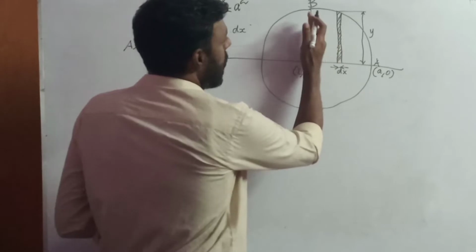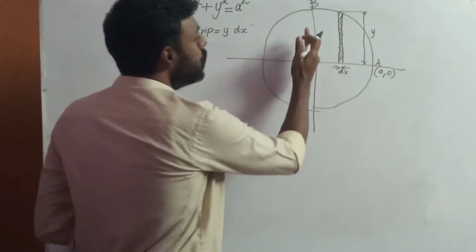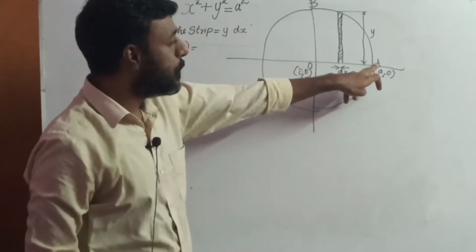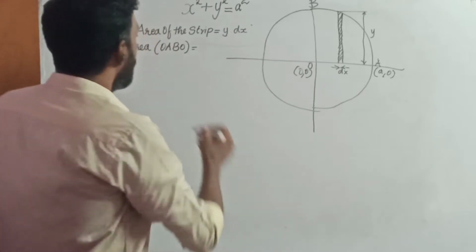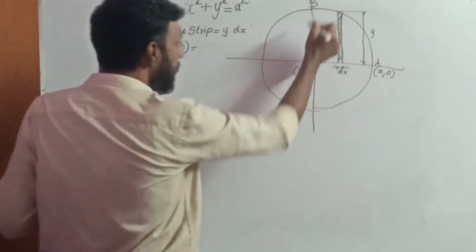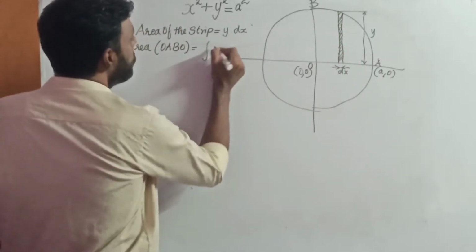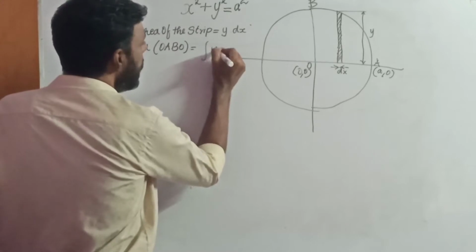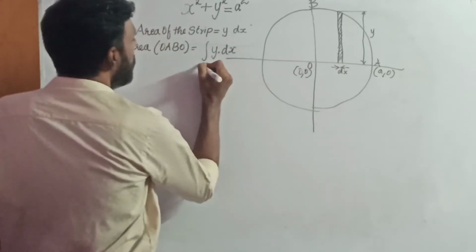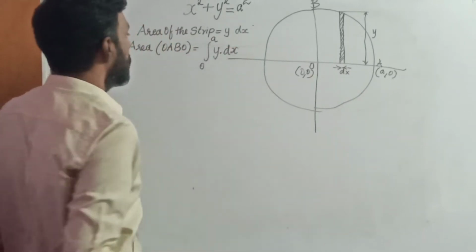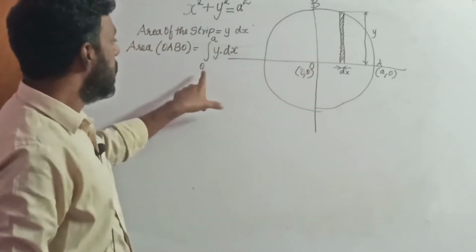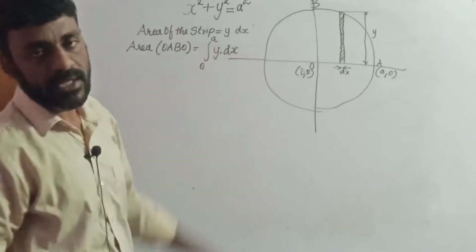I can move the vertical strip from 0 on the x-axis to the point A on the x-axis. So if I want to find the area of this entire region, that is OABO, I need to integrate the area of the strip, that is y into dx, ranging from 0 to A, by fixing the limits from 0 to A. So the area of the region OABO can be found out by the integral from 0 to A of y dx.